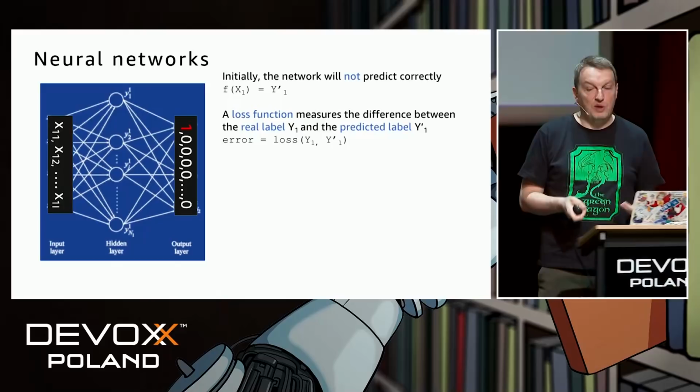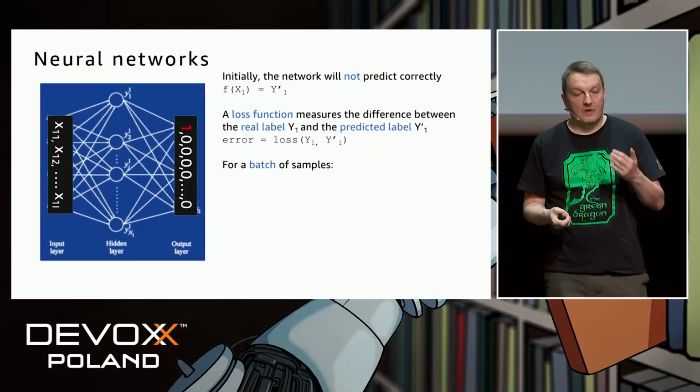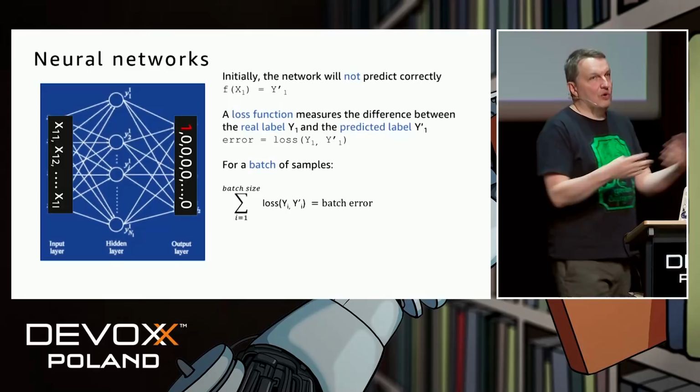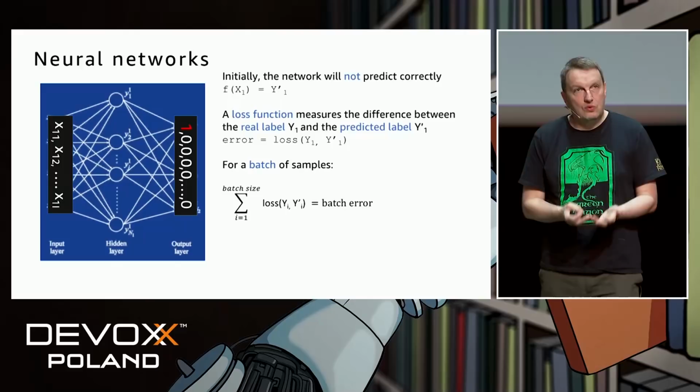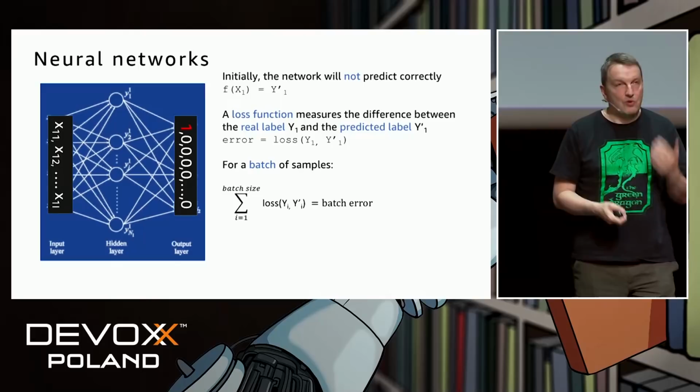So actually, we're not going to do this sample by sample. Imagine you have 10 million samples in the data set. It takes too much time to process and train on every single one. So we actually train on batches of samples. We're going to take 32 samples, 64 samples at a time, run them one by one through the model, and compute the total error for the batch. And then we're going to make decisions on how to reduce the error. More on this in a minute. So keep in your mind, we train on batches of samples, not individual samples.